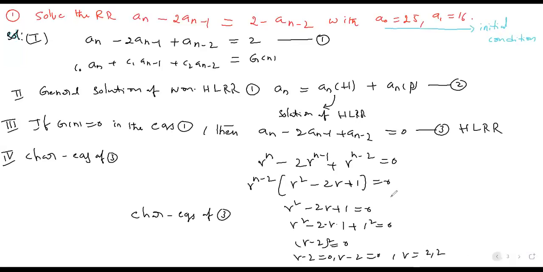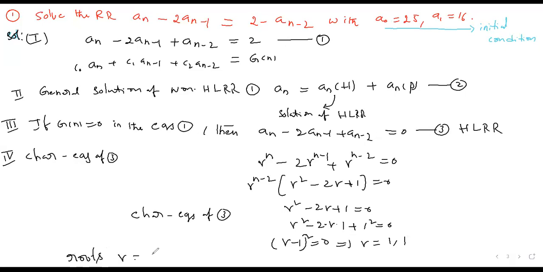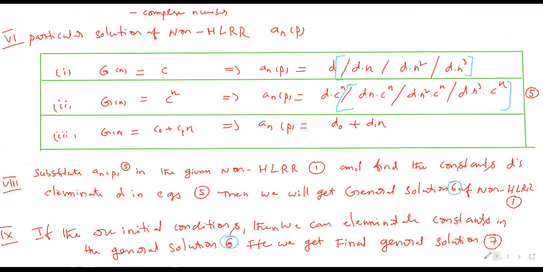Sorry, it is r minus 1 whole square. Here, r minus 1 whole square equals 0 means r equals 1 comma 1. Therefore, finally, the roots are r equals 1 comma 1. The roots are repeated here. You can see what I told.